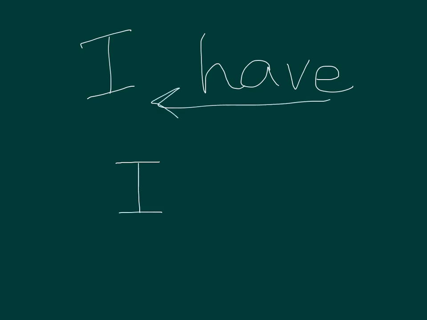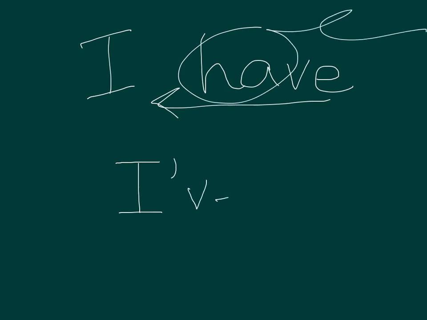I have. Now I'd like you in your notes to write down what it should be. Okay, you should have written a capital I, and you know that we're pushing this word together. We're taking out the HA, an apostrophe goes in its place. I've. I have becomes I've.